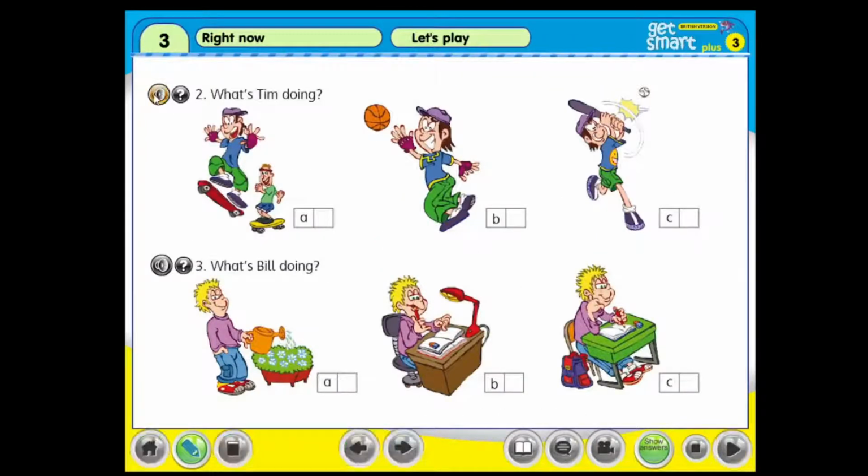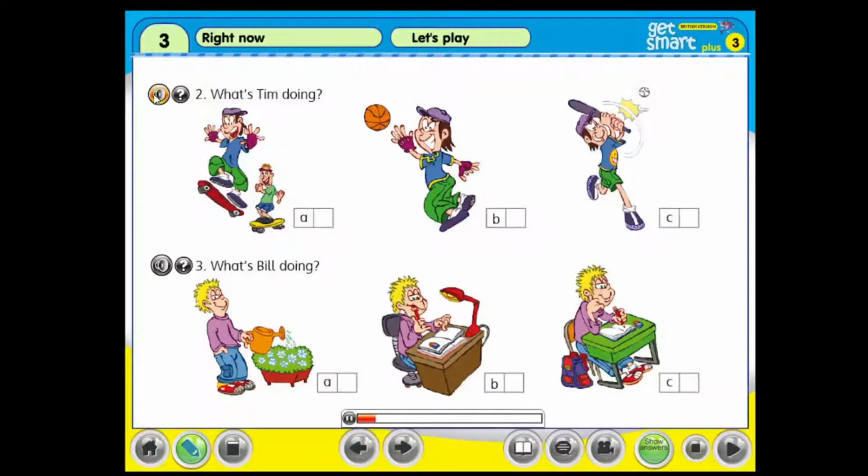Listen. What's Tim doing? Where's Tim? He's at the park with Bob. Are they playing baseball? No, they aren't. They're skateboarding. Let me play the audio for the second time.